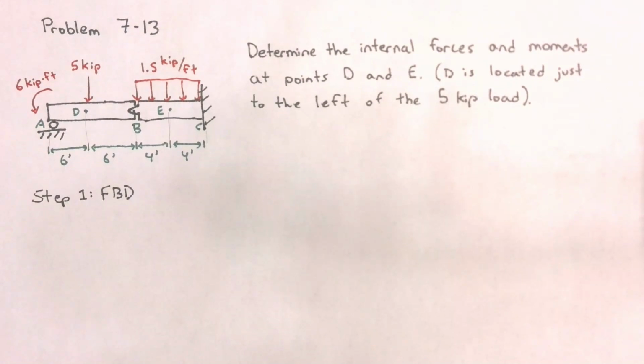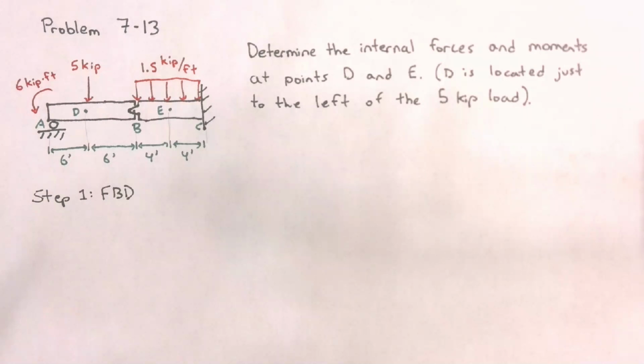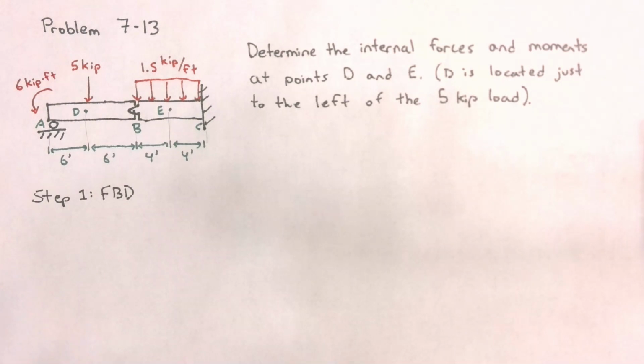Now, the system here has two members. It has member AB, and that is connected to member BC. So when we're drawing a free body diagram, we're going to have to choose which one of these two members to use. Now, the purpose of drawing the free body diagram is to find the reaction forces.